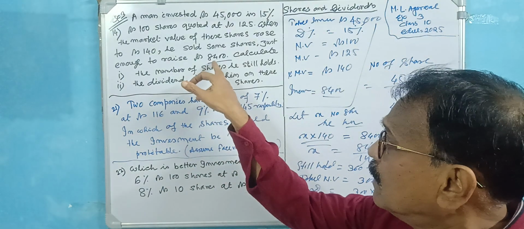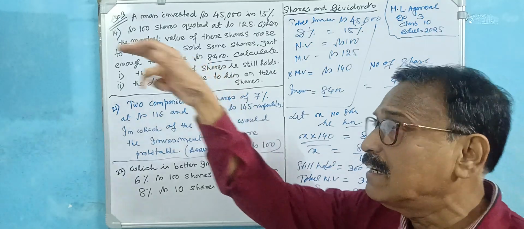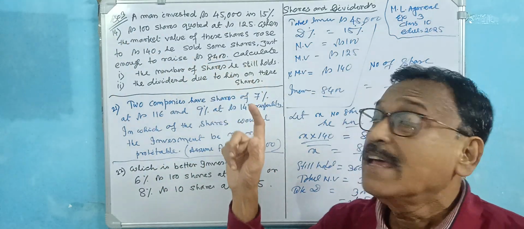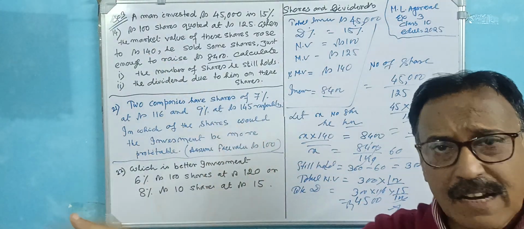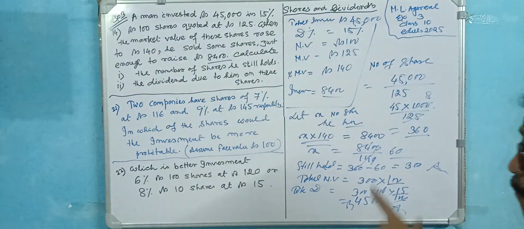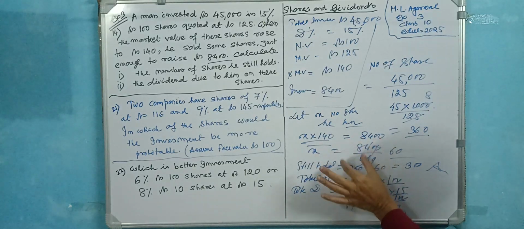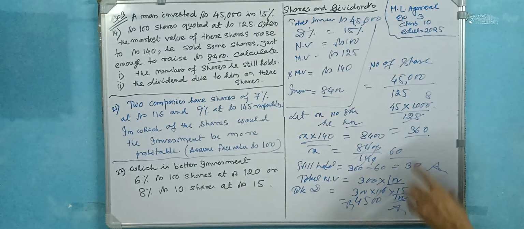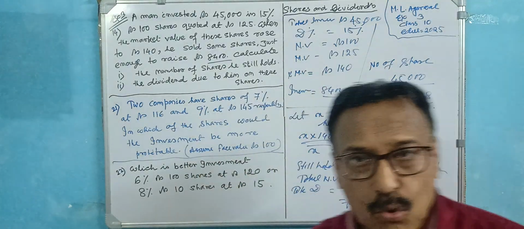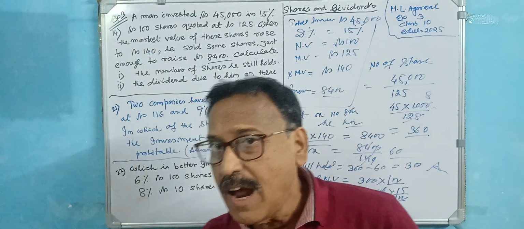Now, this is from the market. If you sell it in the market, 8400 is collected. What is the selling price? 140. Let X be the number. So 140 into X is the total collection. What is the number of shares sold? This is X. X is 60. What is still held? 360 is the total shares. 60 are out, so 300 is held.